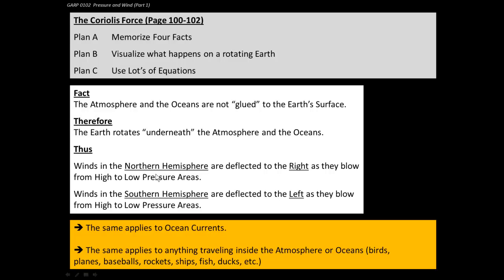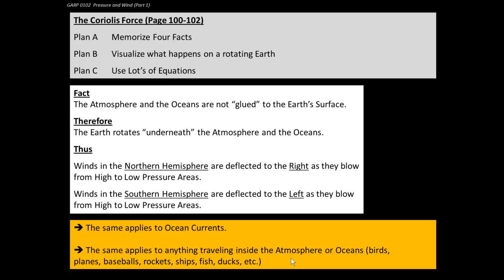Therefore, winds in the northern hemisphere are deflected to the right as they blow from high to low pressure areas. Winds in the southern hemisphere are deflected to the left as they blow from high to low pressure areas. The same thing applies to ocean currents. The same thing applies to anything traveling in the atmosphere or the oceans.